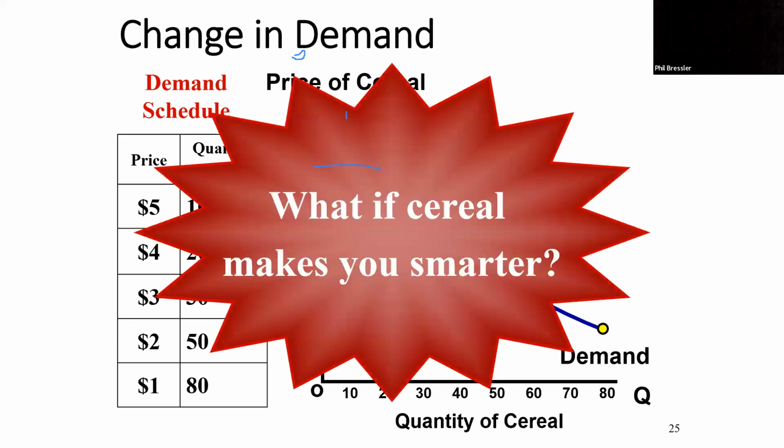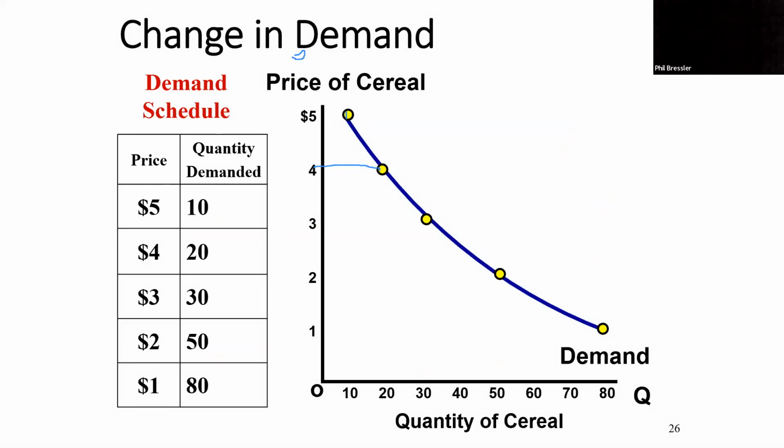Okay. So what if cereal made you smarter? What do you think would happen, cereal? Would the demand increase, decrease, or stay the same? Okay. Demand goes up. I mean, parents would be buying cereal like crazy.